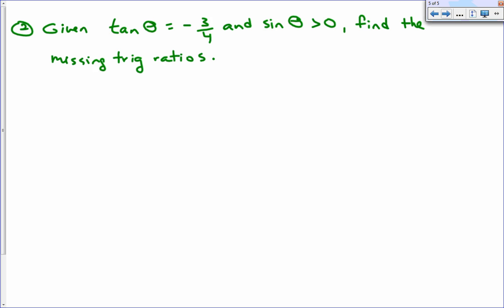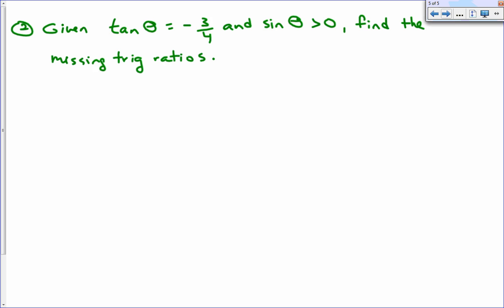So here's another question. Given that the tan of theta is negative 3/4, so the tangent is negative, and the sine is greater than 0, so the sine is positive, find the missing trig ratios. If I gave you only that first piece of information, the tangent is negative in a couple of different quadrants. It's negative in quadrant 2, but it's also negative in quadrant 4. So we need to know that the sine is positive in order to narrow down which quadrant it's in.